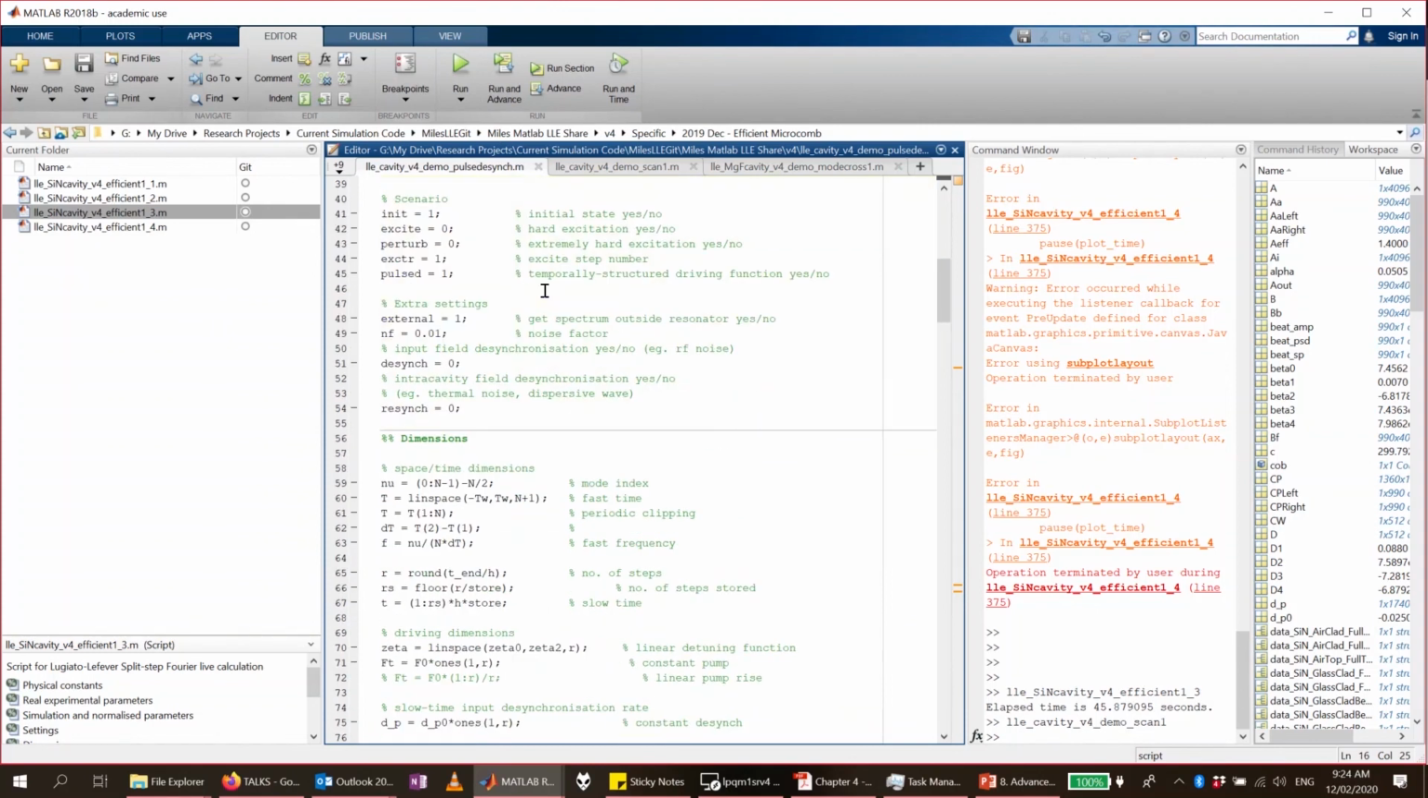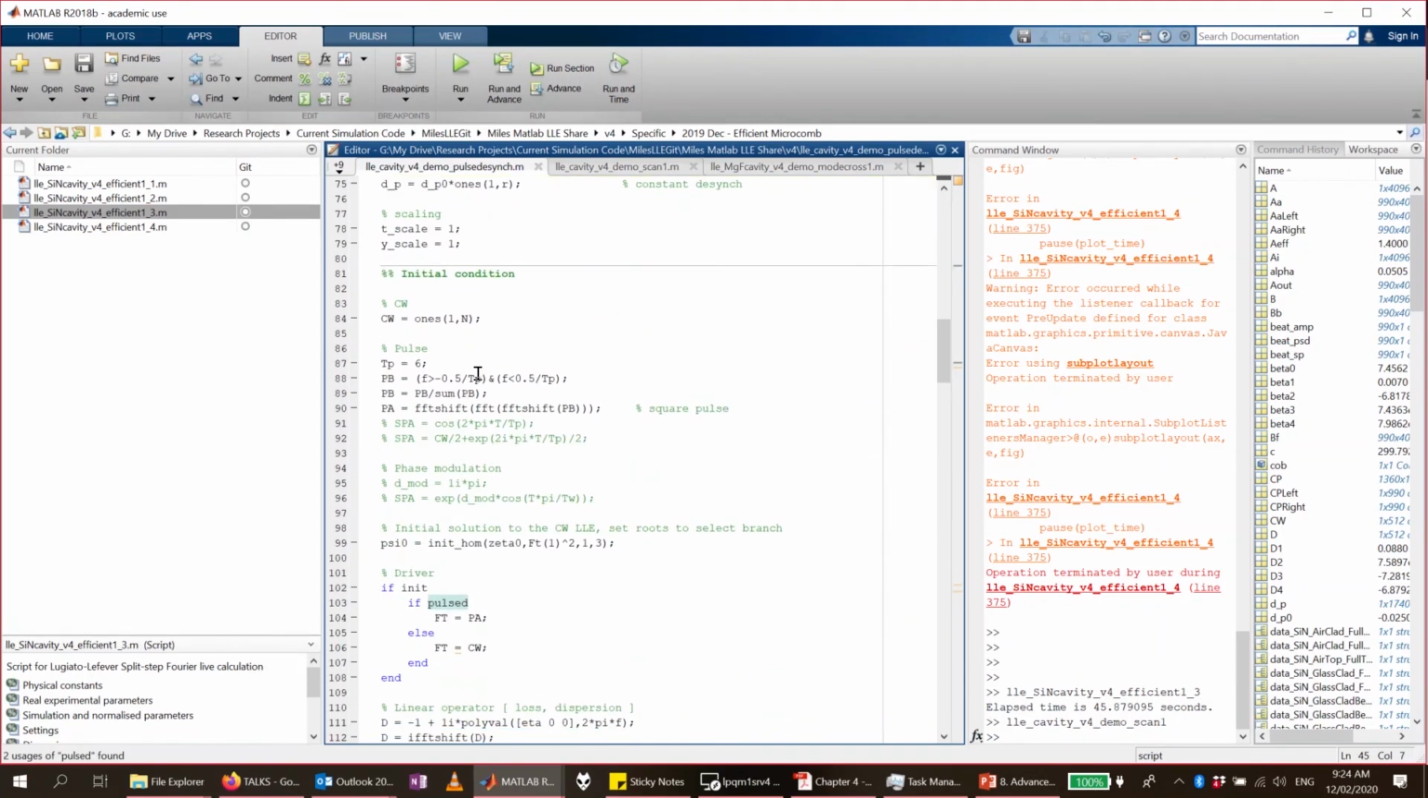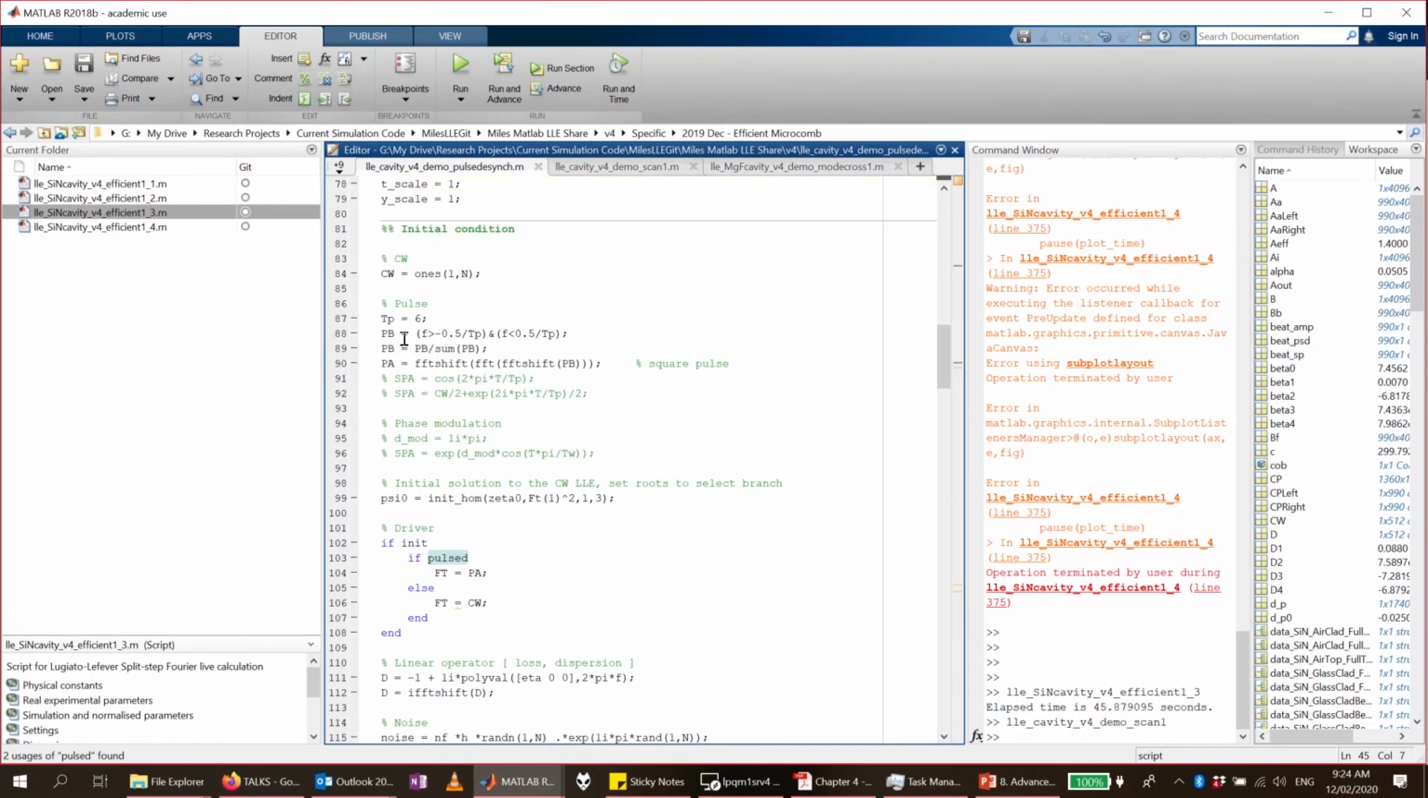Okay, so all I've done, this script is very similar to the script we were looking at in Python yesterday, just lots of setting up of all the grids and values. But I have replaced my input pump with a sync pulse. Usually the input pump is a CW line, but I've replaced it with a sync pulse, basically. So if I run that.